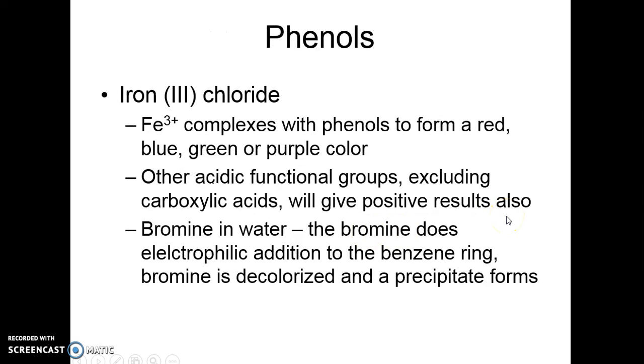Phenols can be identified by the iron 3 test. Iron 3 will complex with phenols to form a red, blue, green, or purple color. It's just going to be an intense color. You don't know what to predict. Other acidic functional groups will give positive results, but carboxylic acids will not. Also, phenols will react with bromine and water. The bromine does an electrophilic addition to the benzene ring, and what you find is the bromine will be decolorized and a precipitate forms.